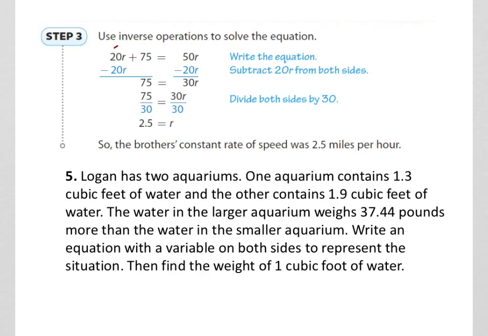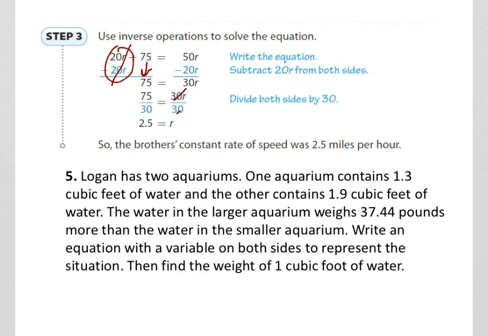This will give me my 0 pair and bring down my 75. And here 20 from 50 gives us 30. So my equation says 30r is equal to 75. And then since 30 is being multiplied, we want to divide by 30. That's going to give us 1r is equal to 2.5.